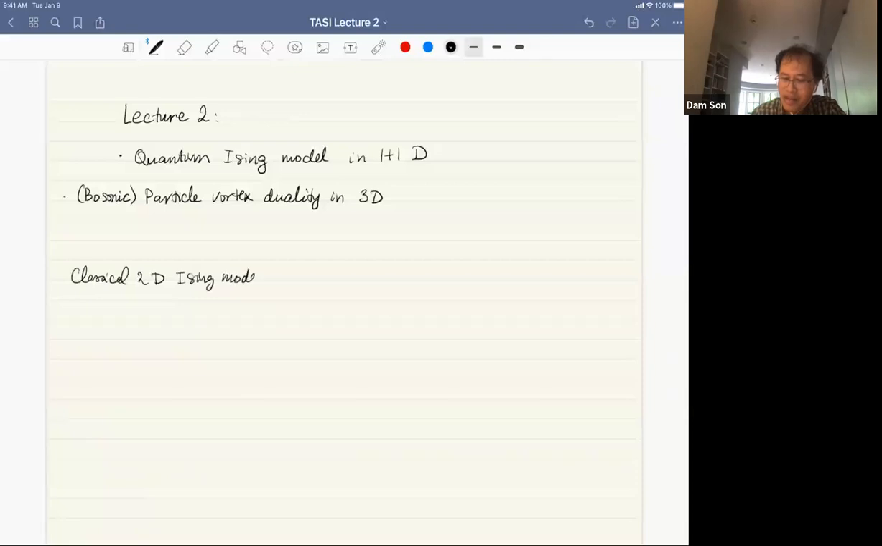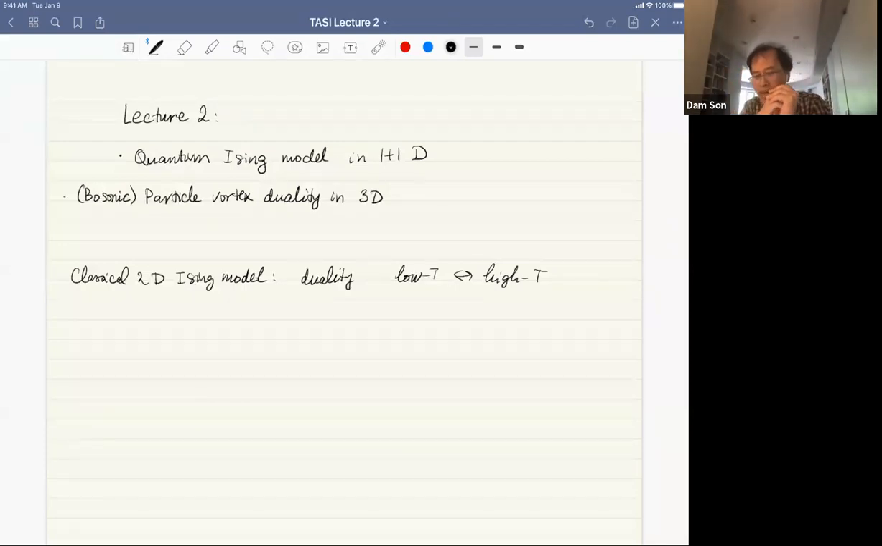has a duality that maps basically one value of temperature, say a low temperature regime, to a high temperature regime, and vice versa. It also exchanges the lattice from a lattice to a dual lattice. In the case of the square lattice, the dual lattice is also a square lattice. And using this duality, we can compute, for example, the temperature of the phase transition in the classical Ising model.